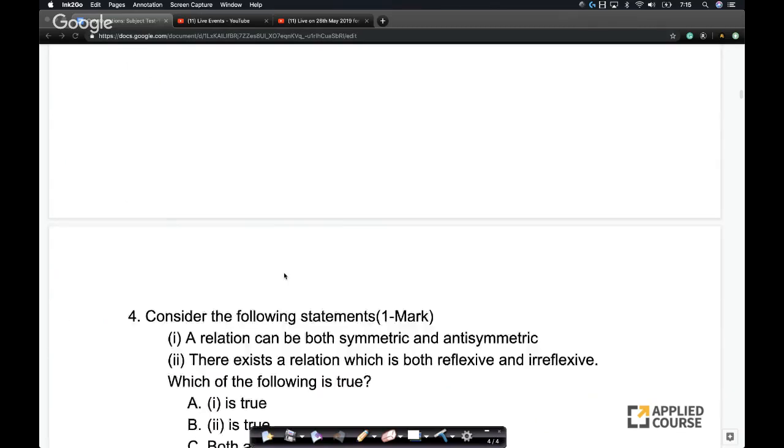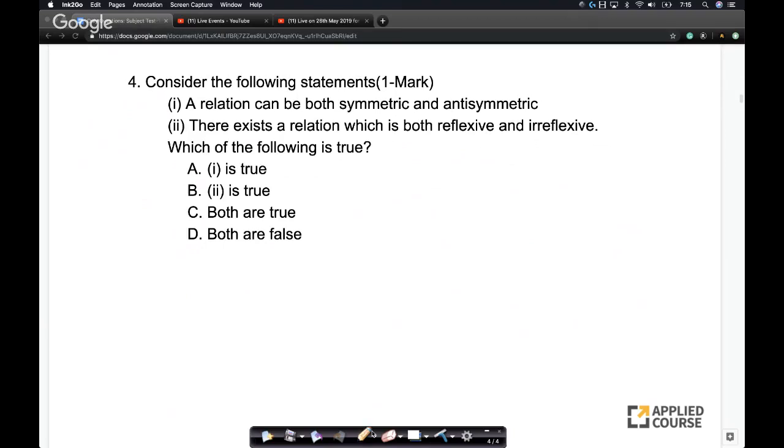So the next one. Okay, so let's go to the 4th question now. The 4th question says, consider the following statements. A relation can be both symmetric and anti-symmetric. Again, whenever I see statements like this, because I don't have a very good memory, I tend to forget. What does symmetric mean? Symmetric means if A is related to B, then B is related to A. I just remember it symbolically.